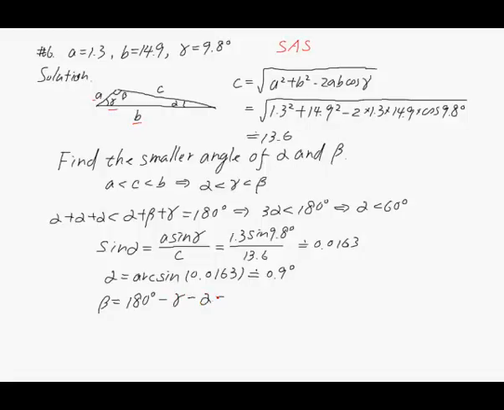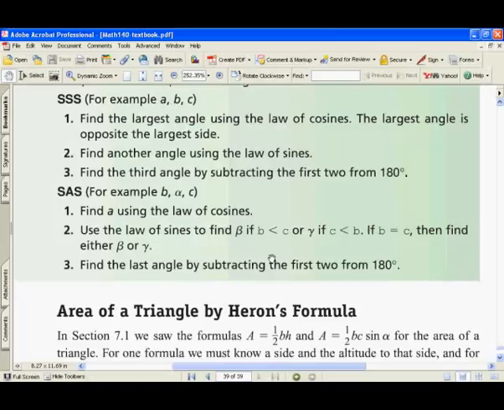gamma minus alpha. So it's 180 degrees minus gamma. Gamma here is equal to, hold on, 9.8 degrees. Right, and alpha is equal to 0.9 degrees. So this beta is equal to 169.3 degrees. Now let's look at page 592.